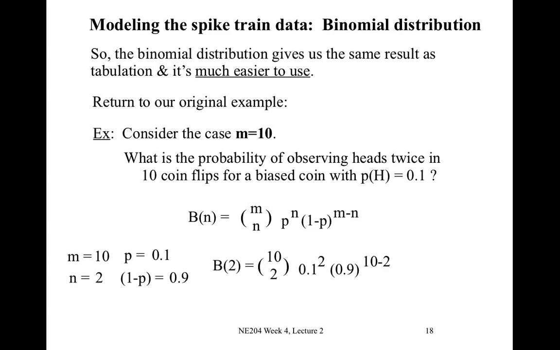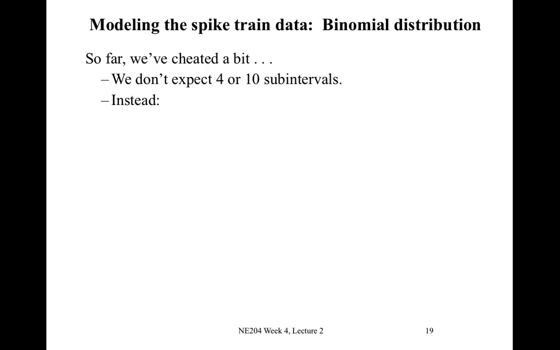And if we plug all of those values into the binomial distribution, where here we want to know the probability of getting heads 2 times in 10 flips, we can calculate out this number and we get a result, 0.19. And what's nice about this is it's easy. We don't require any tabulation, and we can immediately get the result using the binomial distribution. And what we'll consider in the next section is expanding this beyond 10 subintervals.